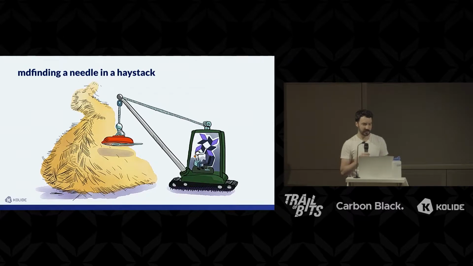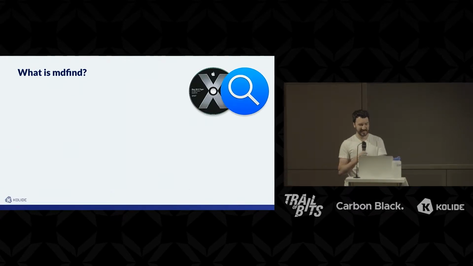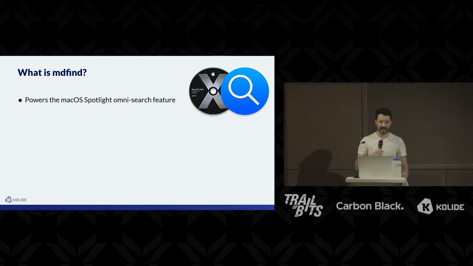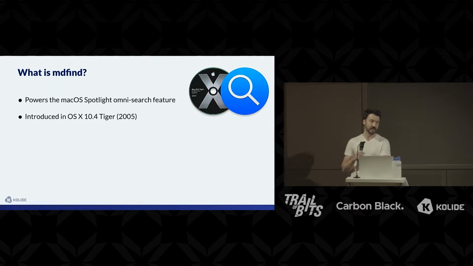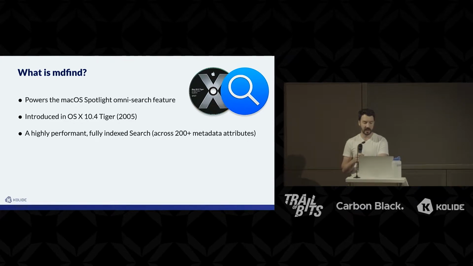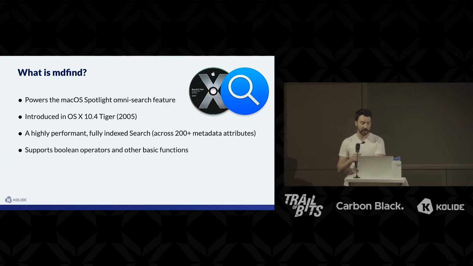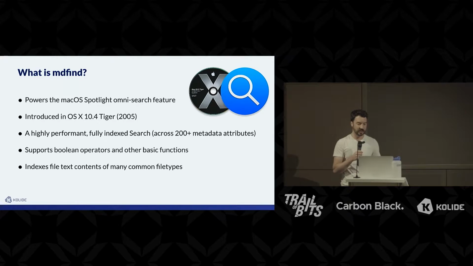And I'm here to tell you there is. It's our nice little visual diagram of how this works. So what is mdfind? Well, mdfind is a macOS system utility which powers the Spotlight search feature. It was first introduced in 2005 with OS X Tiger. It's a highly performant, fully indexed search that goes across 200 plus metadata attributes. It supports Boolean operators and other basic query functions. And the most exciting capability is that it actually indexes the contents of many common file types.